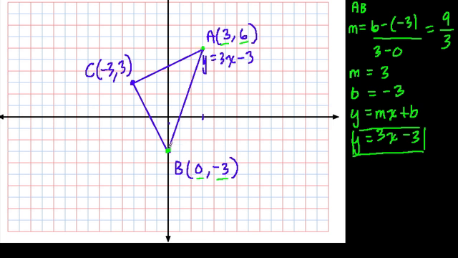So that's AB. What about BC? Let's do that next. So for BC, same approach. First we find the m value, right? Delta y, so -3 minus 3.